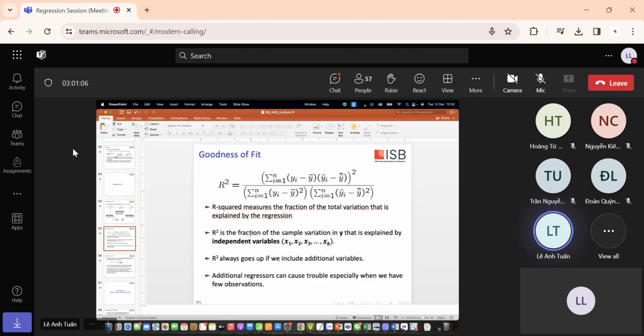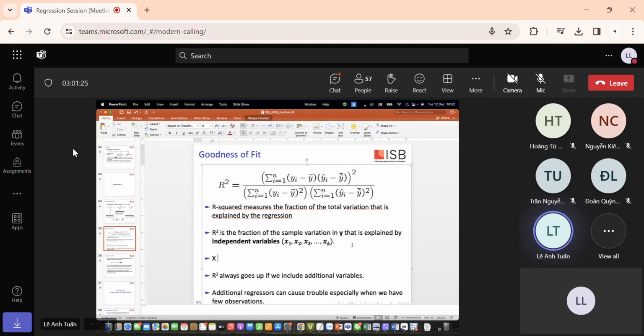You can see here for the multiple regression model, R squared is the proportion of sample variation in Y that is explained by the independent variables. For the simple regression model, we only have one independent variable. So when we say, for example, R squared here equals 10%, that means for the simple regression model, S can explain 10% of the total variation in Y.